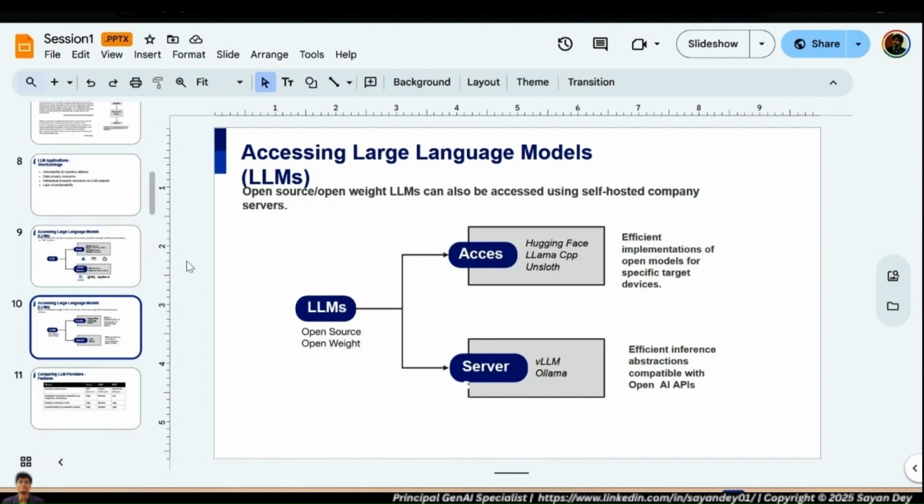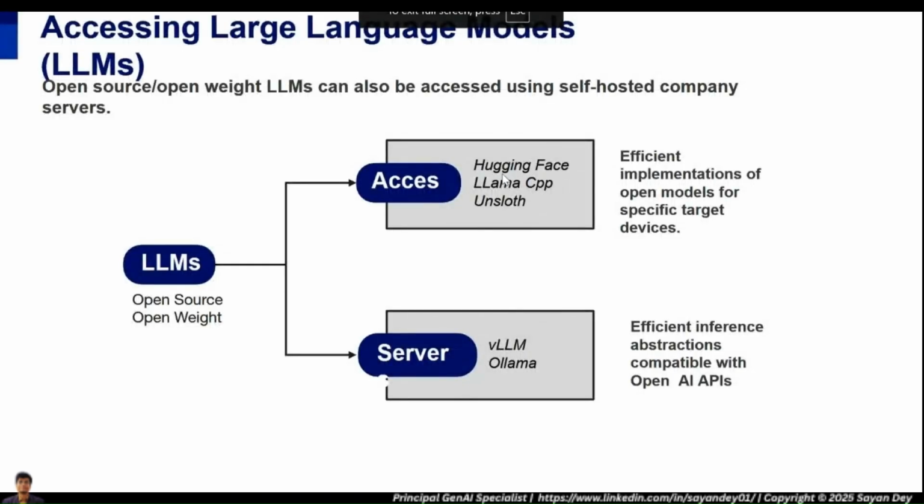So talking about the open source models, there are a couple of ways you can access them. I will show you some of these platforms. Two very, very popular ones: one is Hugging Face and one is Ollama. I will talk about both the methods and show you a couple of demos of each one of them.